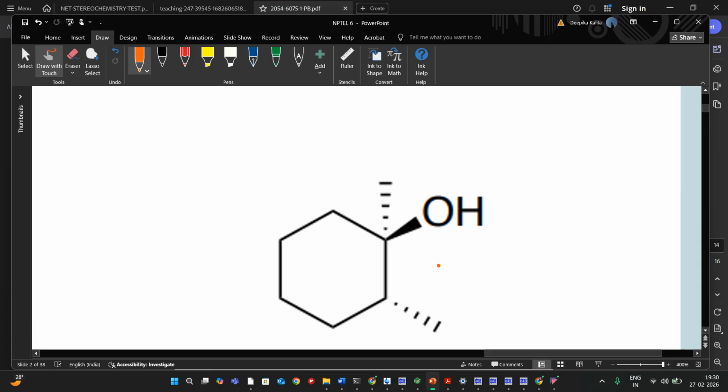Lastly, in this molecule, this carbon is asymmetric carbon as well as this carbon is also asymmetric carbon and also it does not have a plane of symmetry, hence this molecule is going to be chiral.